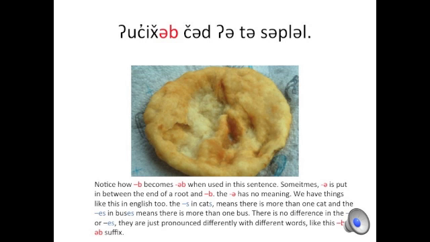Sometimes the upside down e is put in between the end of a root and the be. The upside down e has no meaning. We have things like this in English, like the s in cats. It just means that there's more than one cat. And the es in buses, which means there's more than one bus. There's no difference in the s or the es. They're just pronounced differently with different words. This is just like the be and the upside down e b suffix.